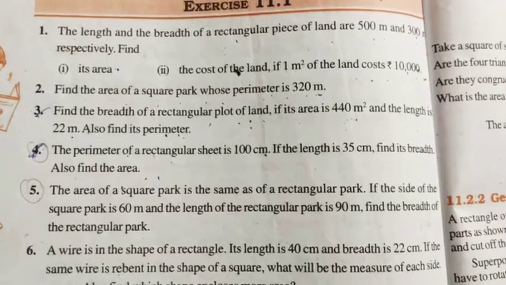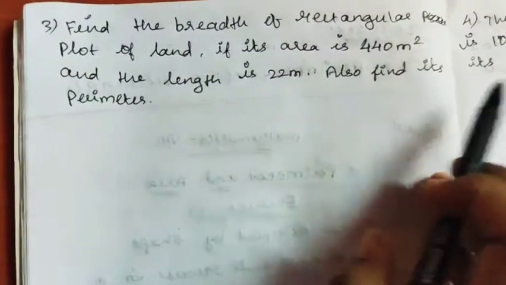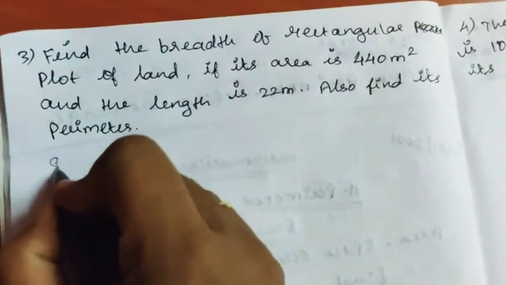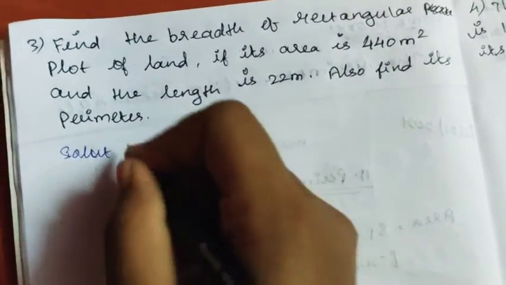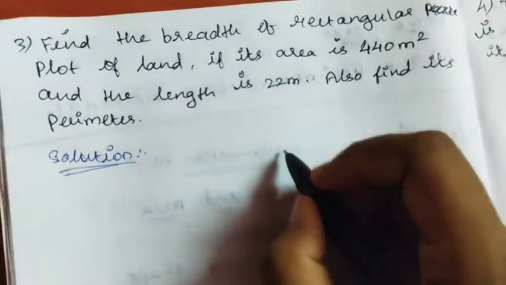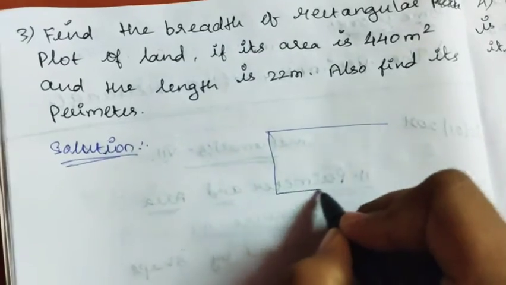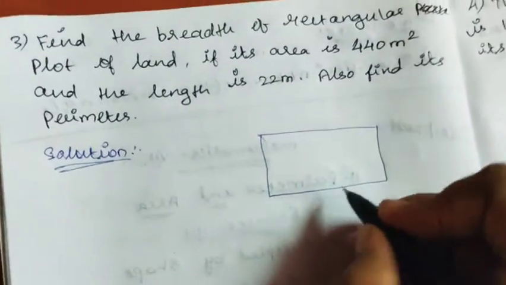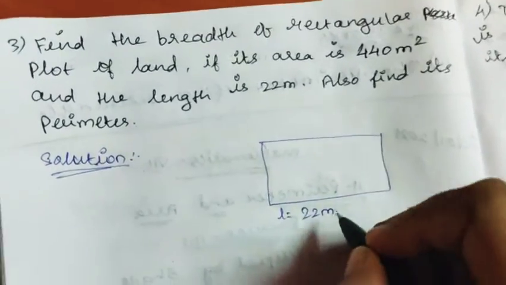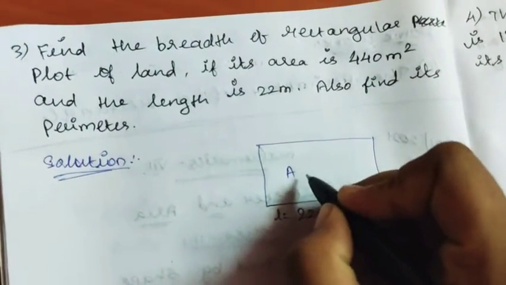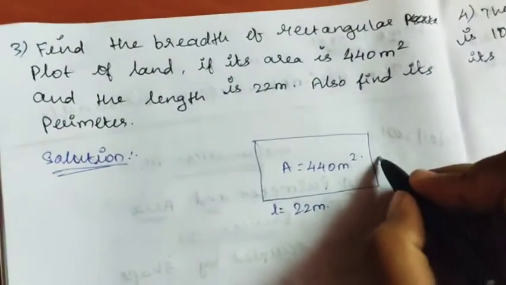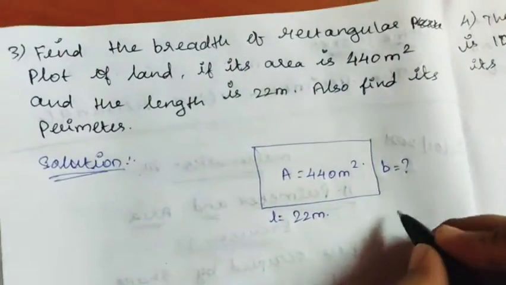Let us solve this sum. Here I have written that question. Solution. First, draw the figure. There is a rectangular plot with length 22 meter and area 440 meter square. We have to find its breadth and perimeter.